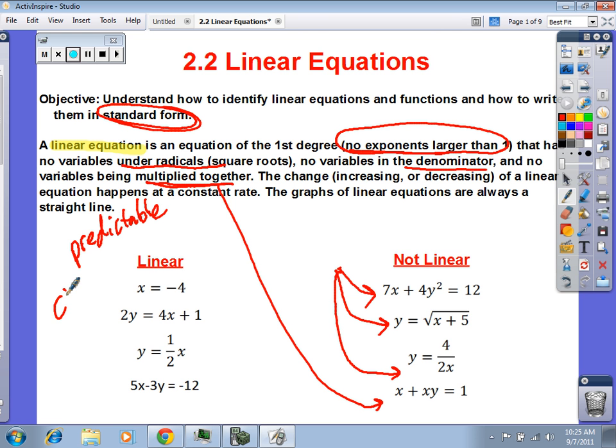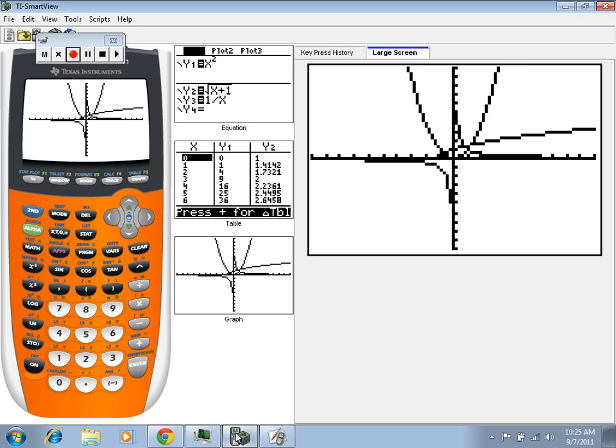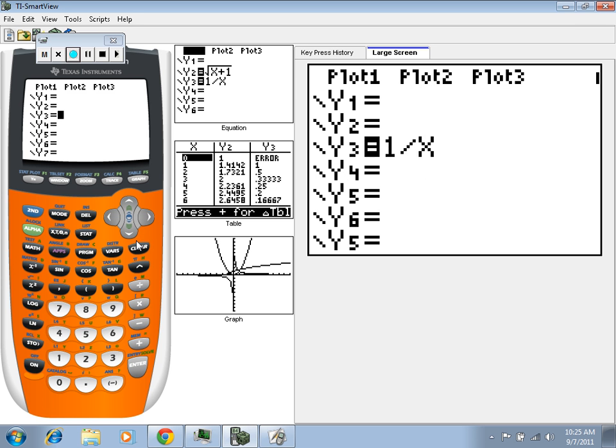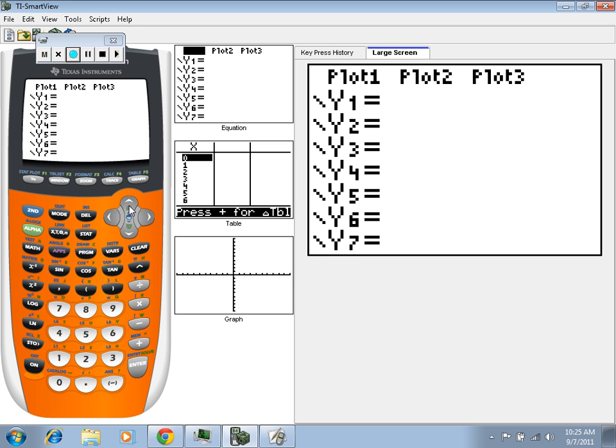It changes at the same rate. So here's what I mean by that. You guys go back to your calculator. In your y equals, let's clear off whatever you got in there, and let's all type a linear equation. In y1, everybody type 2x plus 1. So there's a nice linear equation.